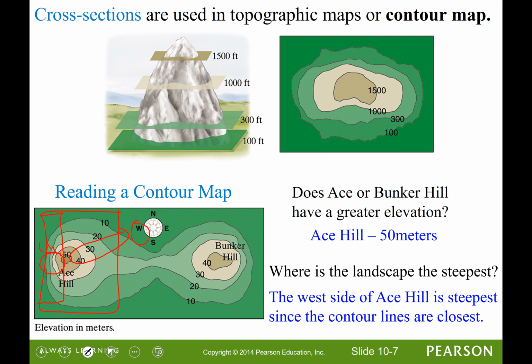That means you can travel from here to here, and it's only a 10-meter rise, and then 10 meters, and then 10 meters, and then 10 meters, versus only traveling this far, and you're up 10, that far is up 10, that far is up 10, and that far is up 10.